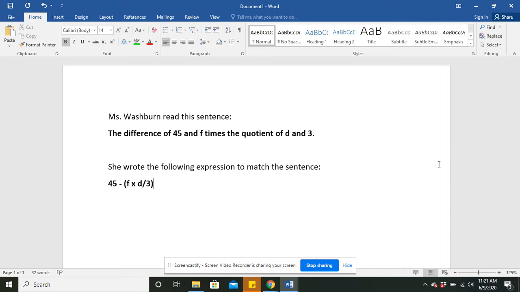Something else that I can do is think about whether this sentence includes any groups that I know are going to be groups within parentheses. And so I'm going to read it to myself again. The difference of 45 and F times the quotient of D and 3.